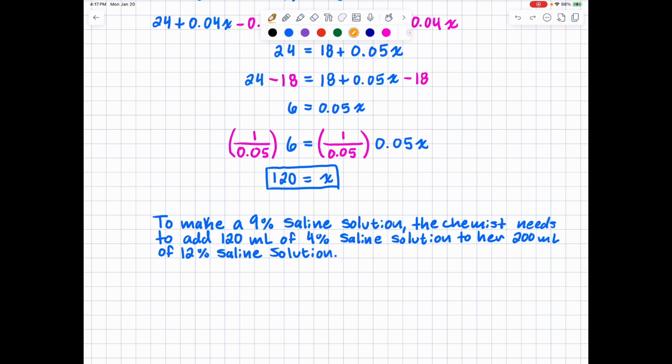So this tells us exactly what we want right here. The chemist needs to add 120 milliliters of 4%, which is what we found right here, to her 200 milliliter solution of 12% saline to get that 9% saline solution. And we just wrote exactly what we need right here. So you want to write a sentence that tells us exactly what you found and gives the chemist enough to work with. So that is the answer to this problem.